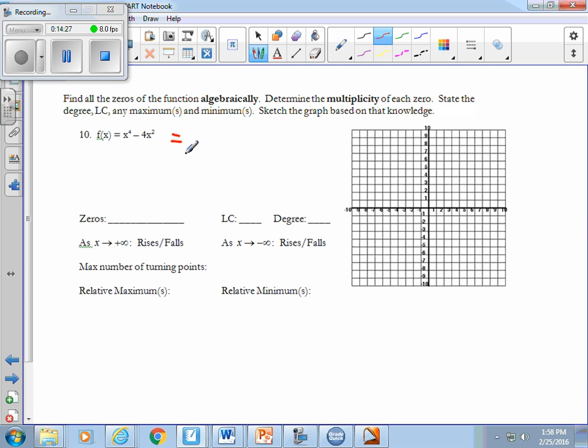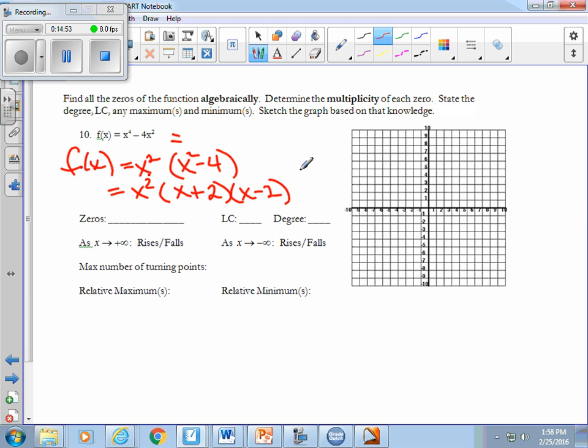What does this factor to be? What do you do first? Factor out an x squared. I do want you practicing these by hand, but if you get stuck on a factoring problem, what else do you have at your disposal? Good. Factor poly. Yes. So the zeros are 0, 2, and -2. So I can put those on the graph, 0, 2, and -2.